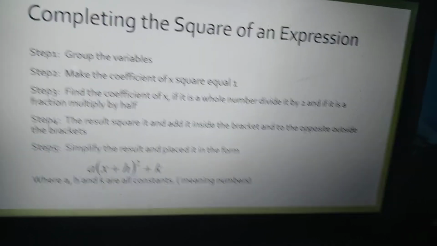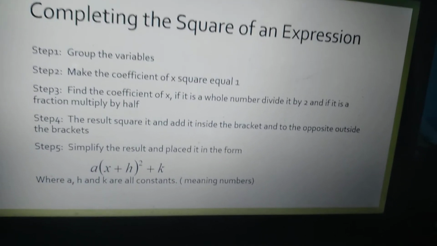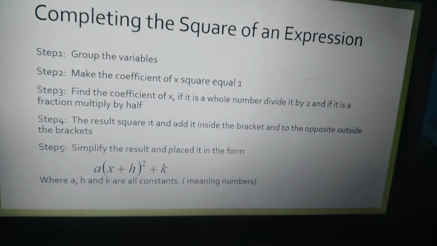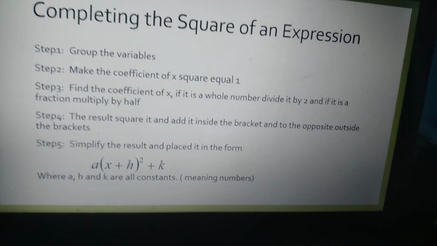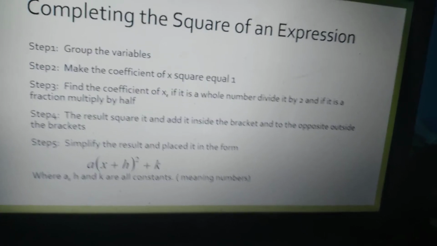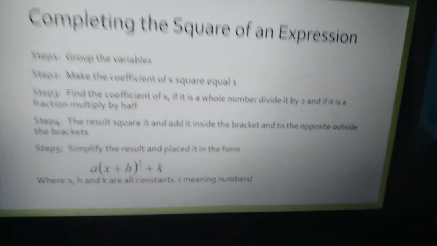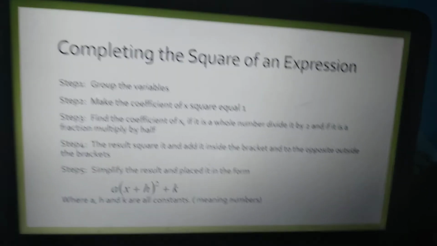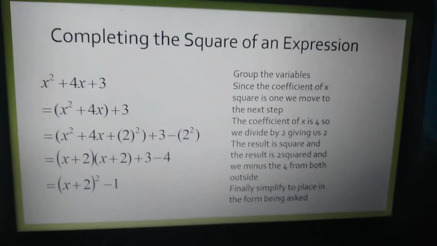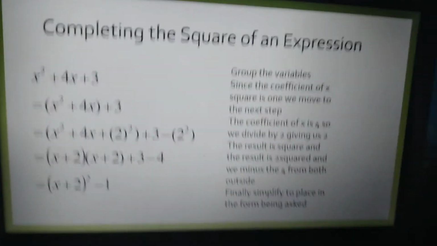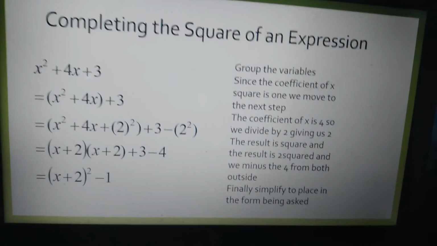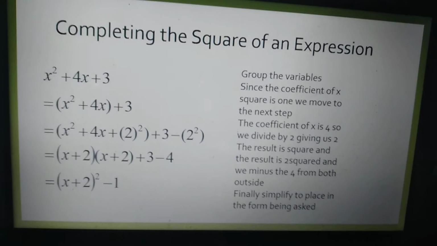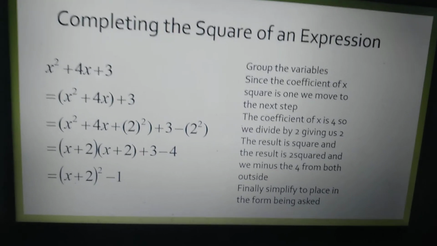Step 5, simplify the result and place it in the form a(x + h)² + k, where a, h, and k are all constants, meaning they're all numbers. Because I want to keep these videos short, I'm going to do one example with you in this format, and then I will try to do at least 2 more examples in short videos of about a minute or 2 using another format. Probably a blackboard would be best.